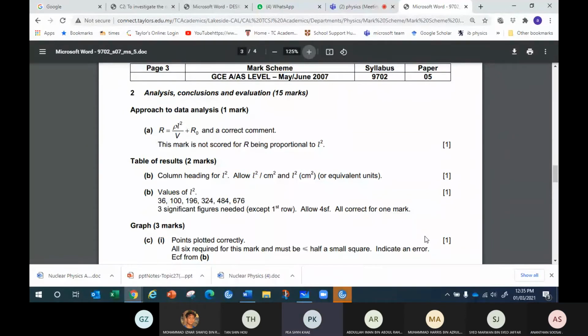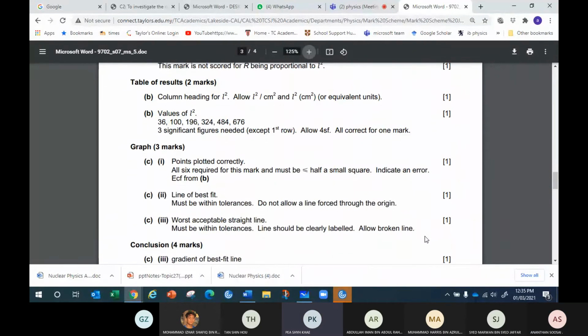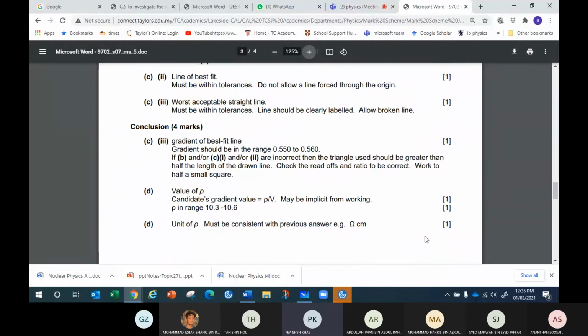Teacher, for the error in the resistivity, right? I used the gradient from my best fit and calculated the resistivity, and then I used the gradient from my worst fit and calculated the resistivity, and then I subtracted the two and considered that as my error. Is it correct? Oh, that's another method that can be used.